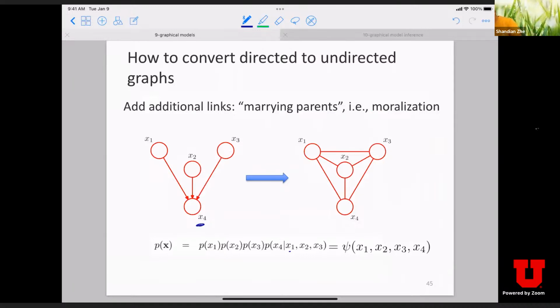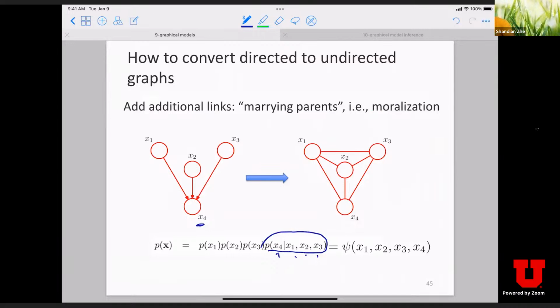Again, because the conditional probability is atomic, meaning that all the variables in this conditional probability term are coupled together, they must be inside one potential function, and the potential function is defined on a maximum clique. So that means I should ensure that in my undirected graphical model, these 4 variables are fully connected, pairwisely connected to each other.